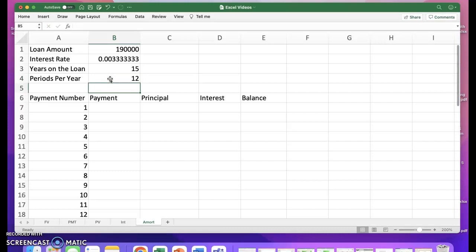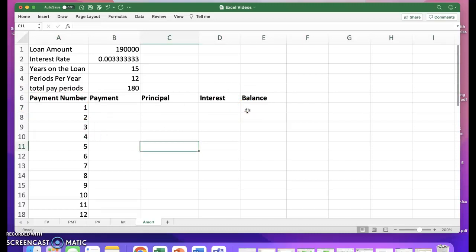Okay, so now we're going to be able to do this. Now, one thing I want to point out is that we also might need total periods, right? So, let's call it total pay periods. Because the total pay periods would be 15 times 12. 15 years, 12 pay periods each. There's 180 pay periods total.